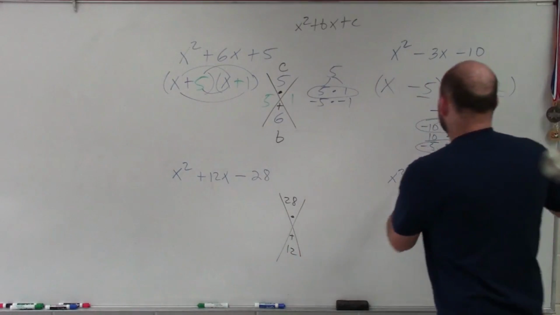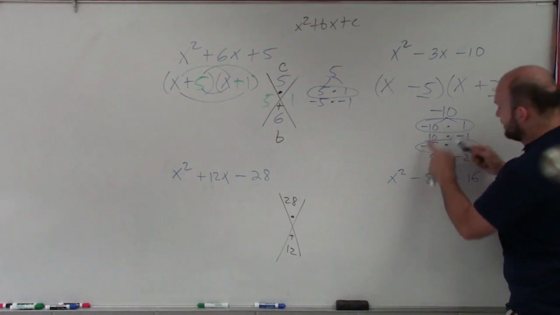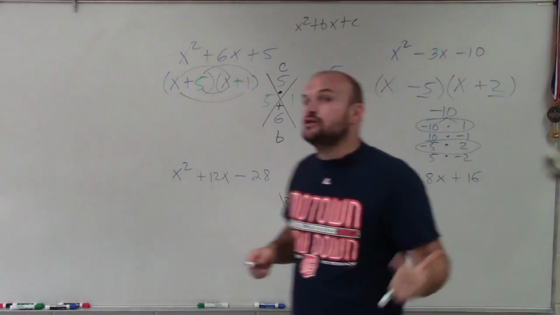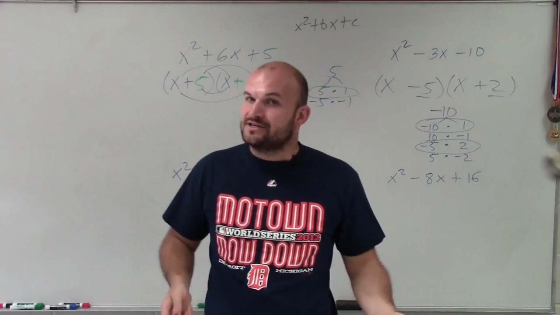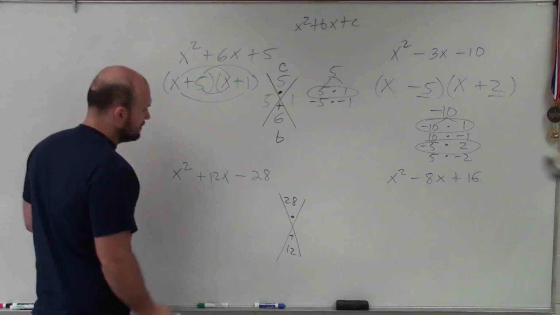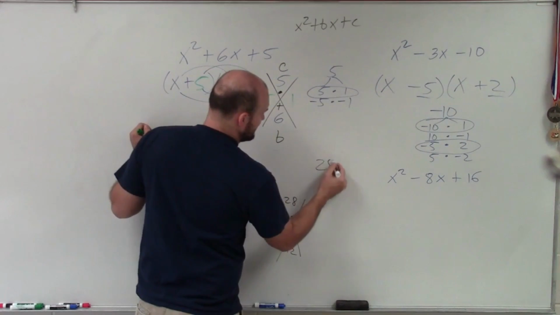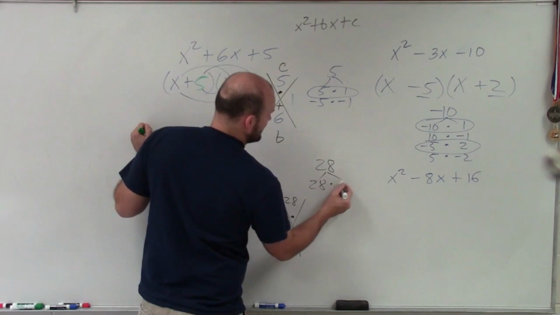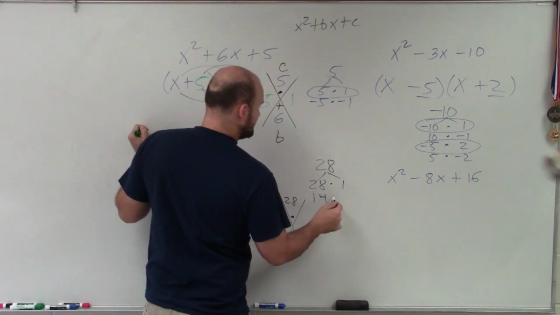So rather than writing out negative 10, positive 1, positive 10, negative 1, I'm just going to write down all the factors, and then make the larger factor the one with the sign I need. So let's write the factors for 28. I have 28, so I can do 28 times 1. I can do 14 times 2.